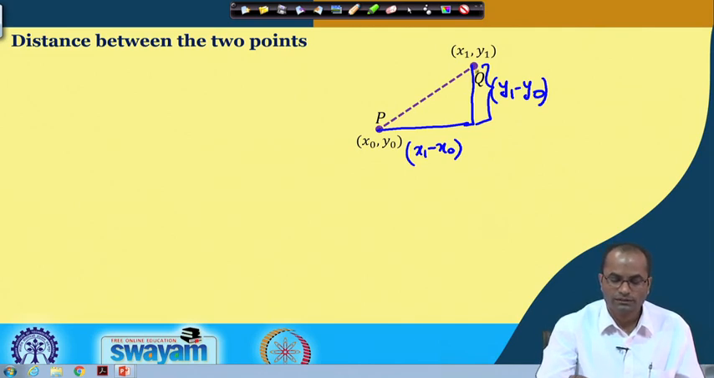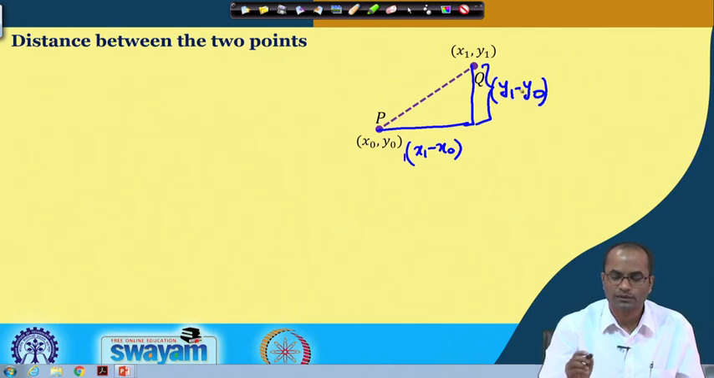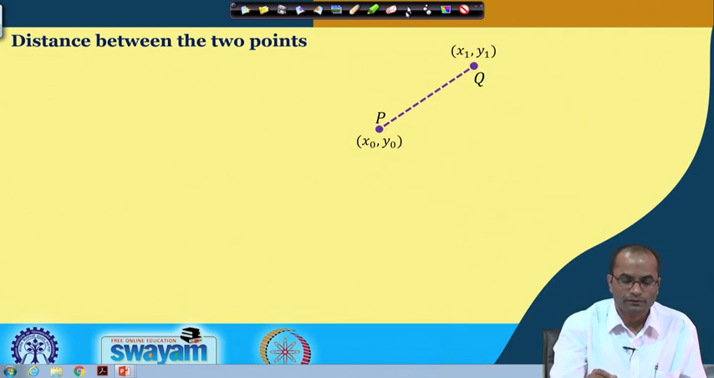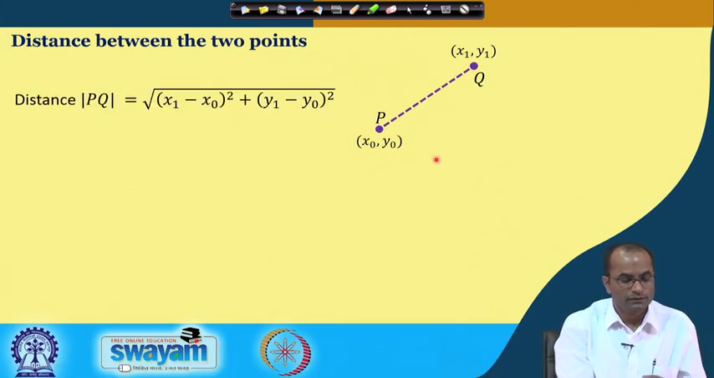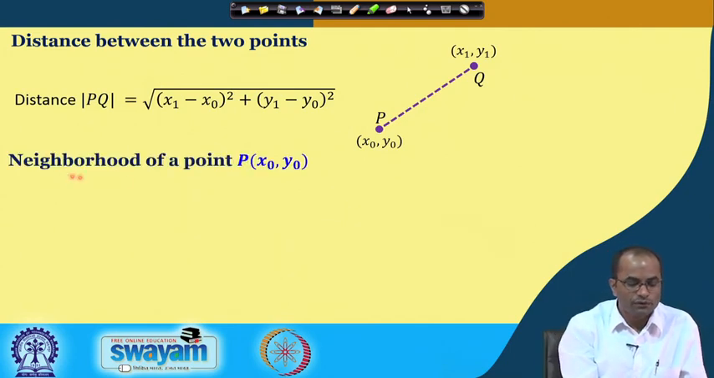And now, this distance PQ will be the square root of (x1 minus x) square plus (y1 minus y) square. So, this is the distance: the square root of (x1 minus x) whole square plus (y1 minus y0) whole square.